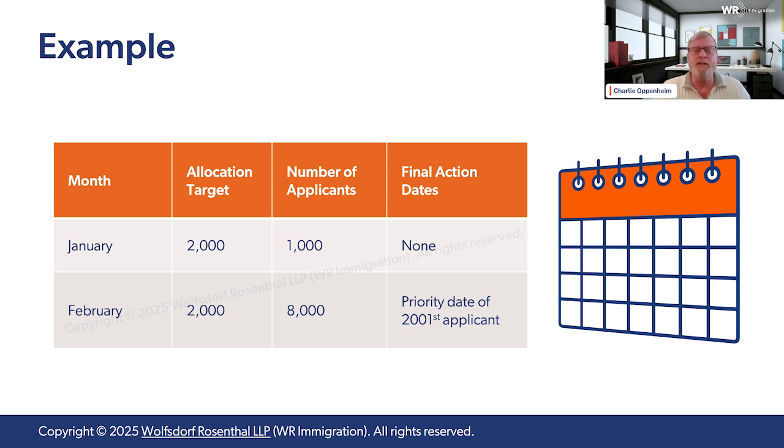But by the time they got around to deciding the February dates, their target was still to use 2,000 numbers. There had been a big effort to process a backlog of petitions. Suddenly they are faced with 8,000 applicants with eligible petitions, so they can't give out all 8,000. They establish a final action date, and that date would be the priority date of the 2,001st applicant. The remaining applicants would be in line competing for numbers when the March dates are determined.